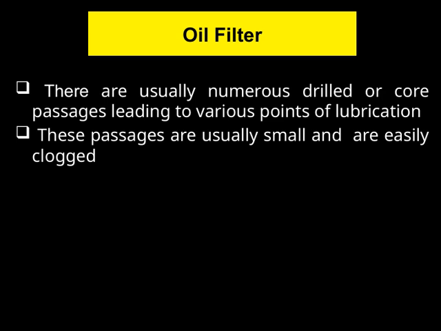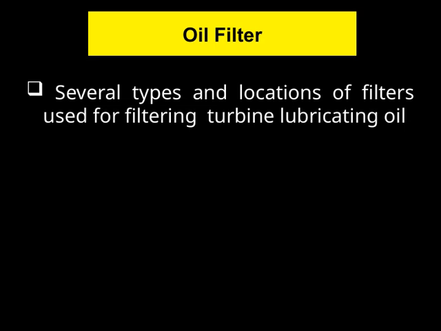It acts as a safeguard, trapping debris and contaminants before they reach these narrow passages. Keeping these passages clear ensures smooth lubrication and helps prevent potential damage or failure. Throughout the overall system, maintaining clean passages and an effective oil filter system is essential for reliable operation and longevity. Now, let's take a look at the various types and locations of filters used for filtering turbine lubricating oil.